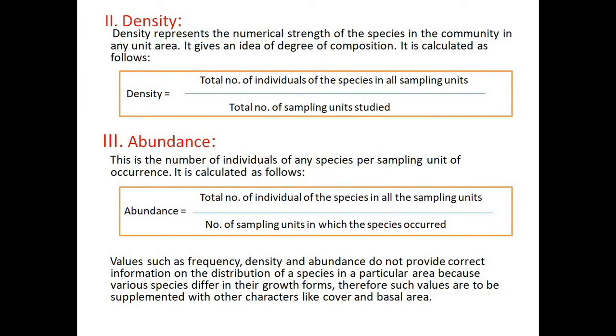Values such as frequency, density and abundance do not provide the correct information on the distribution of a species in a particular area because various species differ in their growth forms. Therefore, such values are to be supplemented with other characters like cover and basal area.